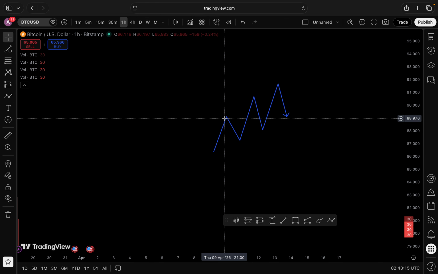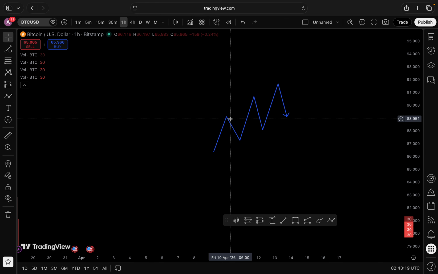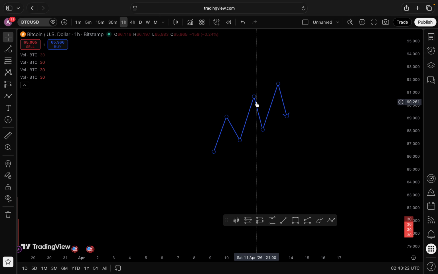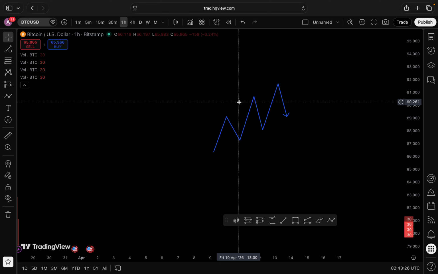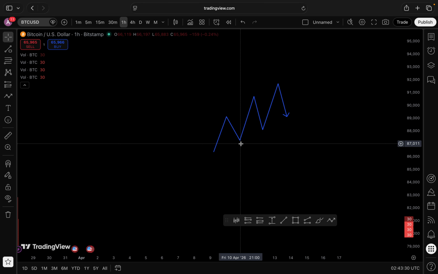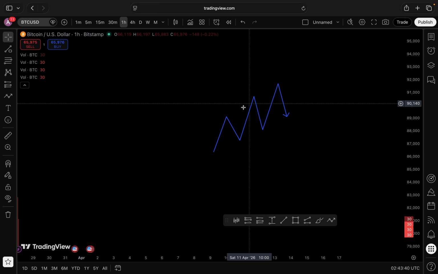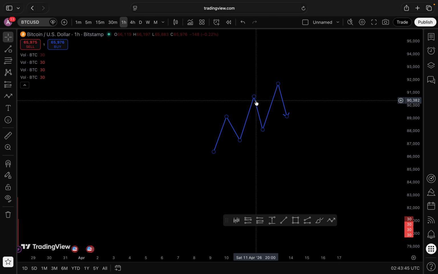The reason we call this a higher high is because it's higher than the previous high. This is a higher low. The reason this is a higher low is because it's the lowest point, but it's higher than the previous low point. This is a higher high because it's higher than the previous high, so now this is the highest point.